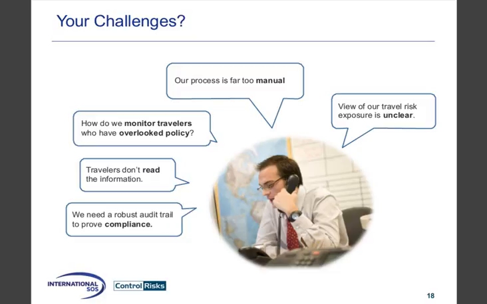What do you do about travelers who don't even read the information? They just need to get out there as fast as possible, and they really skip over or turn a blind eye to information that's being provided, including policies that are in place. How do you ensure that you have a robust audit trail to ensure that you can prove compliance? If there is an audit, do you have the proper documentation in place? And then how do you make certain that the travel risk exposure is clear, that is very straightforward to your travelers as well as to your management team?